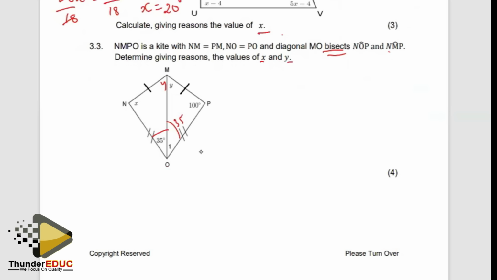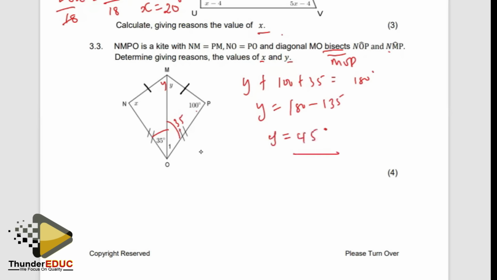Okay, so what we can see is that if this is a 35, this is 100, we can find Y. So Y plus 100 plus 35 must give us 180 if I'm focusing on triangle MOP. Then Y will be 180 minus 135, which means Y becomes 45.